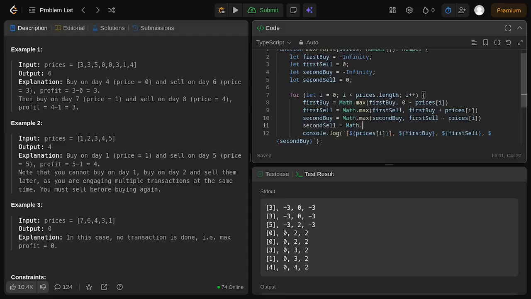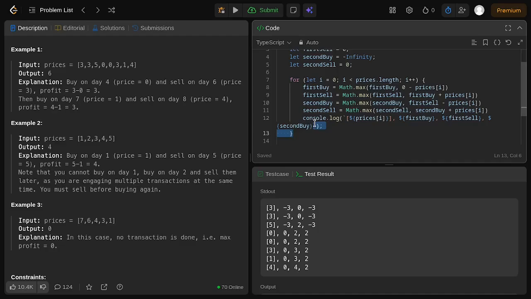Then we can just use Math.max and compare the second sell, which is itself, with the second buy added by the prices of the current iteration. That way we are counting the profit just like on the first sell right here. It is the same thing as the first buy added by the prices of the current iteration, and for the second sell it is the second buy added by the prices of the current iteration.